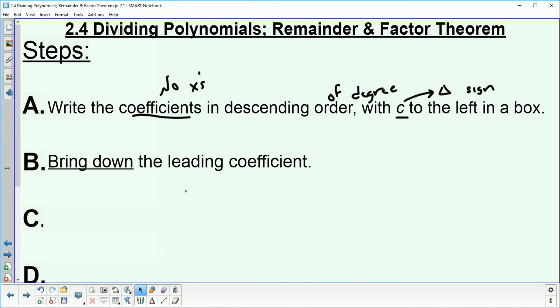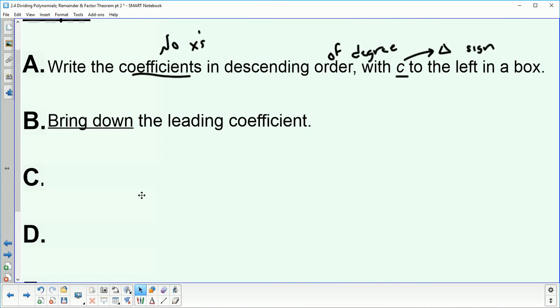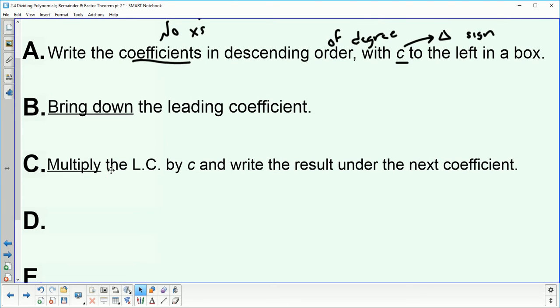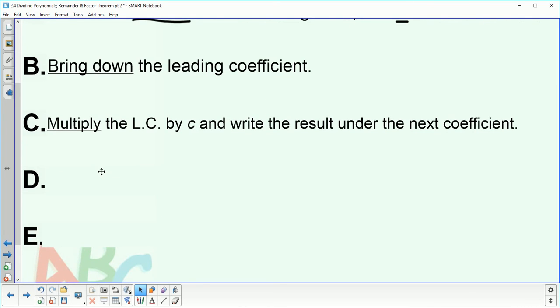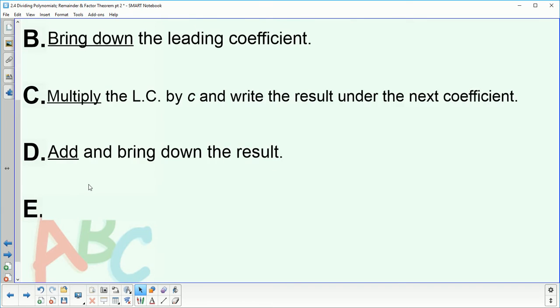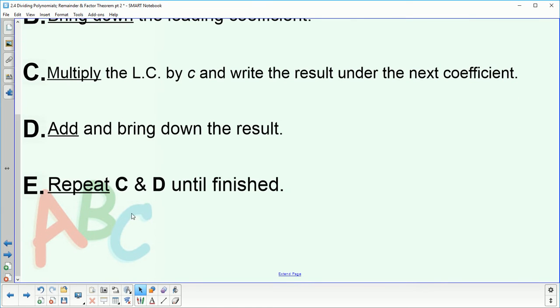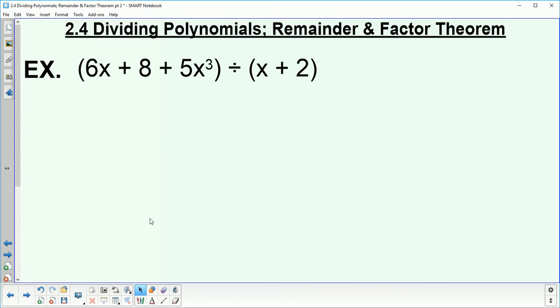Okay, bring down that leading coefficient. That's your first coefficient. We multiply the leading coefficient by the c that we wrote, and write the result under the next coefficient. Then we add those two, bringing down the result again, and we continually repeat the multiply and add steps until you finish. I know that seems like a lot, but I'll show you how much quicker it is.